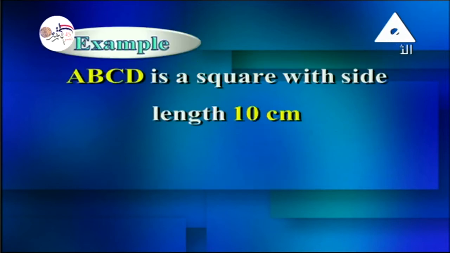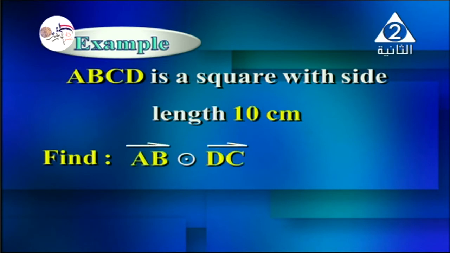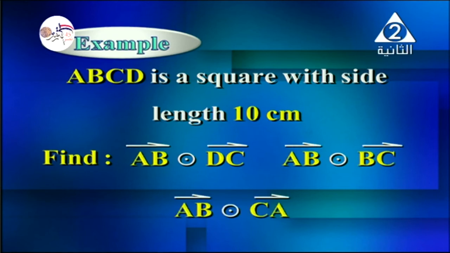Example. ABCD is a square with side length 10 centimeters. Find AB vector dot DC vector. Also AB vector dot BC vector and AB vector dot CA vector.